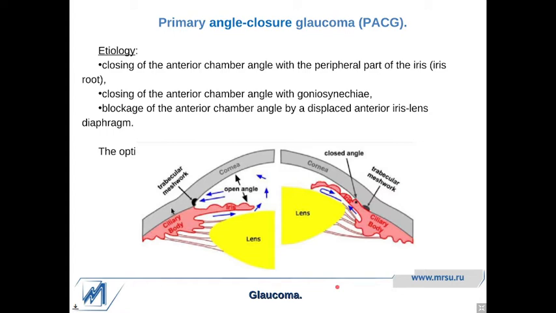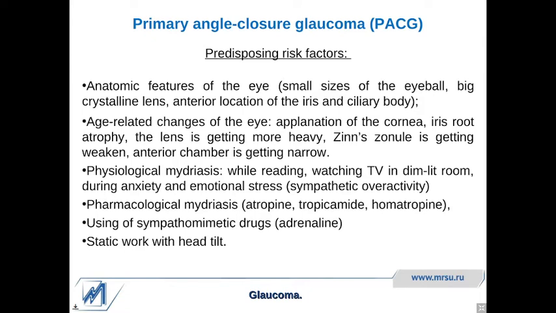So in all variants, we see the closing of the angle of the anterior chamber. There are some predisposing risk factors of this variant of glaucoma. It is anatomical features of the eye: small size of the eyeball, big crystalline lens, anterior location of the iris and ciliary body.